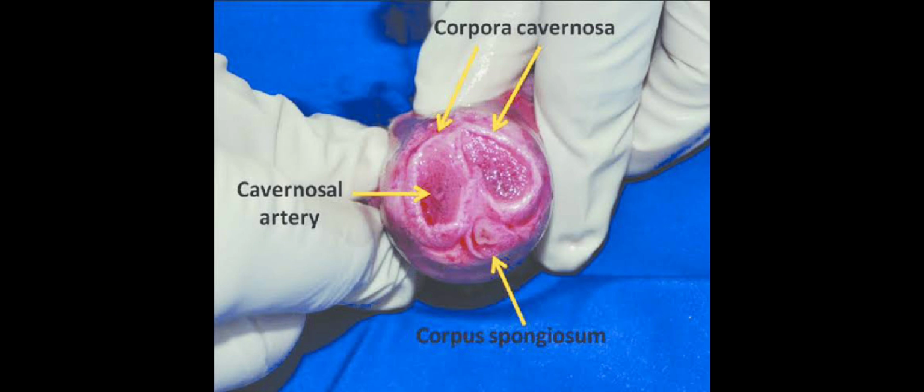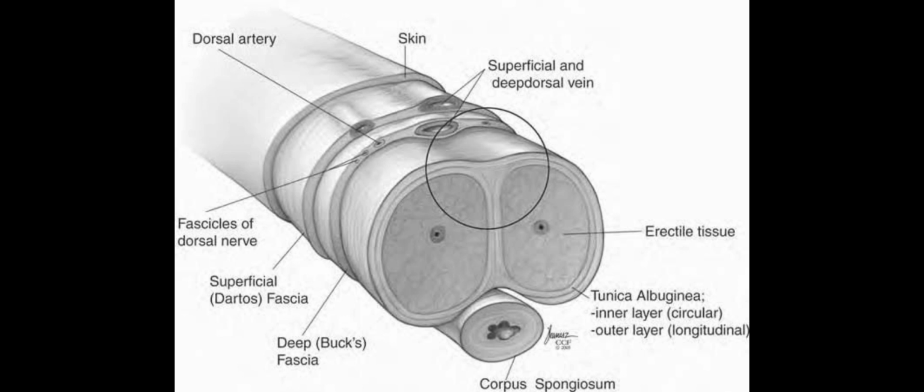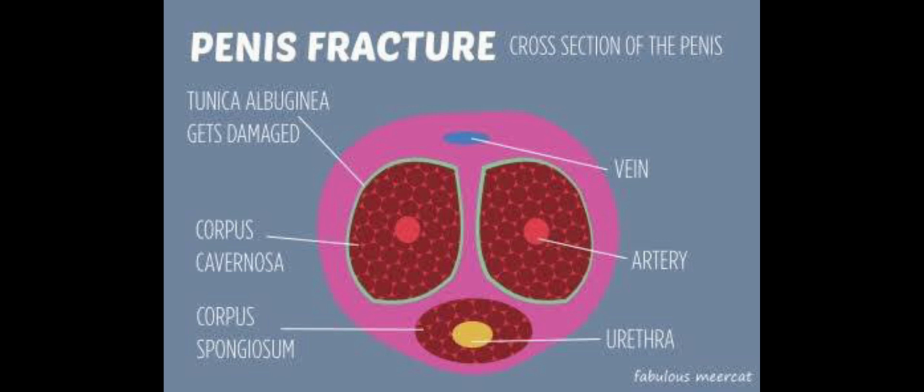The corpus cavernosum is surrounded by a tough layer of tissue called the tunica albuginea. This tunica albuginea is very important, and it is made of type 1 and type 3 collagen. It consists of two layers in the penis, but three layers in the testes. The importance of the tunica albuginea is that this is the part which gets fractured during penile fracture.